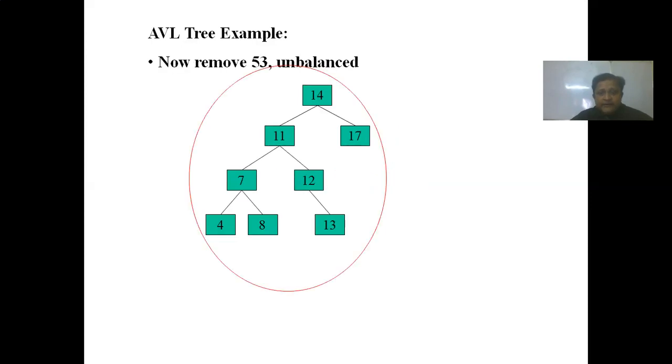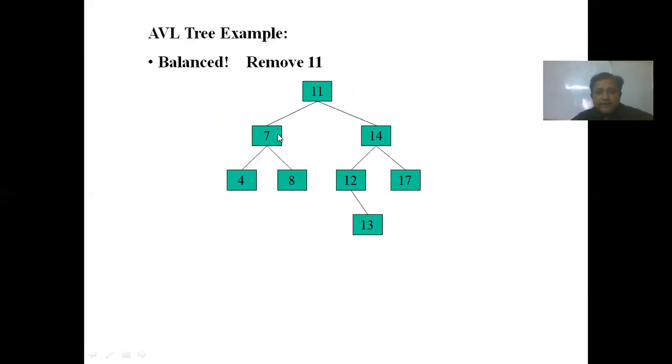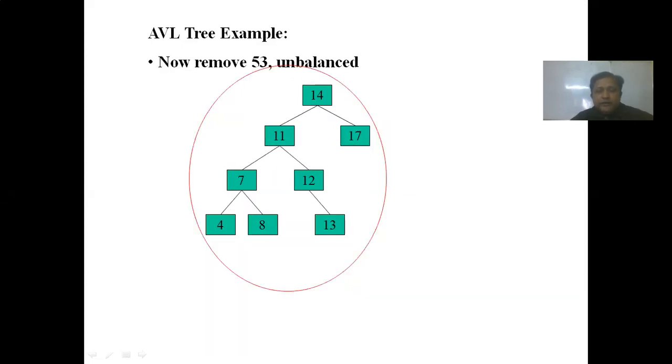14 is the cause of imbalance. It's unbalanced. The 14 is the unbalanced node. So what to do? We have to see why it is unbalanced. The immediate left successor, that is 11, will come up like this. So 14 will go down.